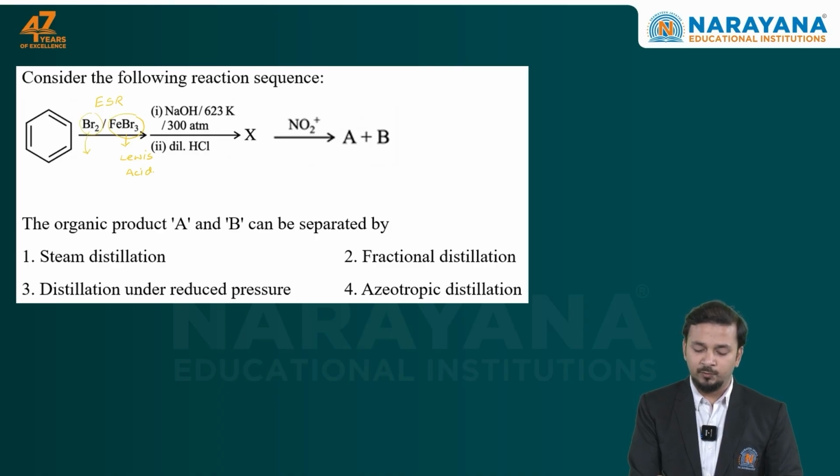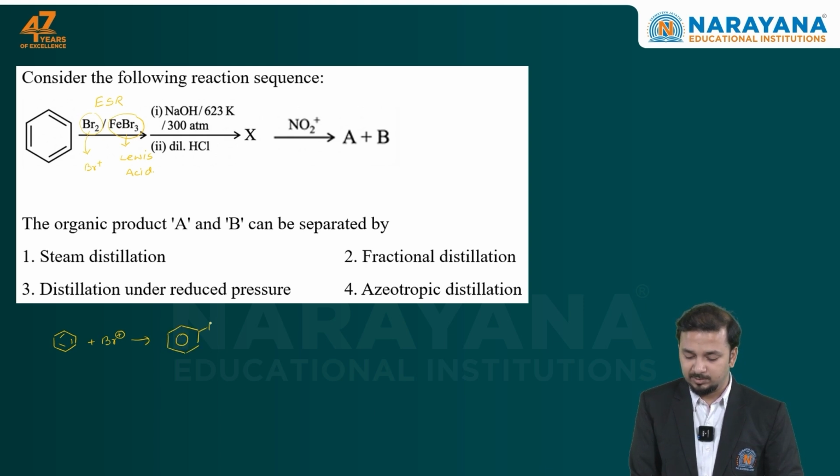So the electrophile which will be generated in this case is Br positive, which means benzene when treated with Br positive, then the product which will be obtained, that will be bromobenzene.